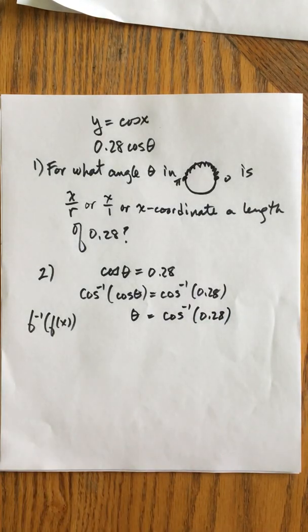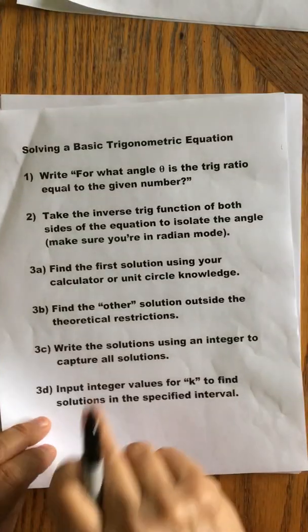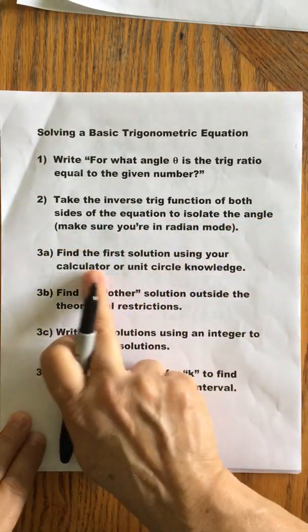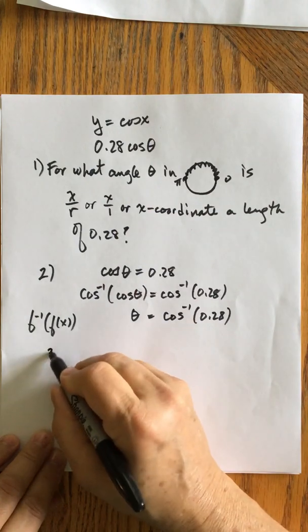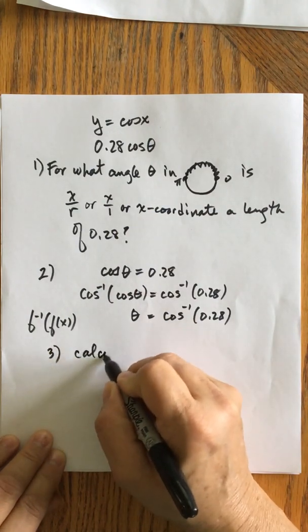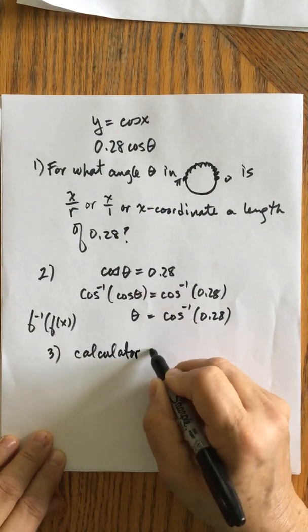So now what I do, so this is part 2, take the inverse function of both sides, and now I'm going to find the first solution using my calculator. So part 3, calculator, solution.